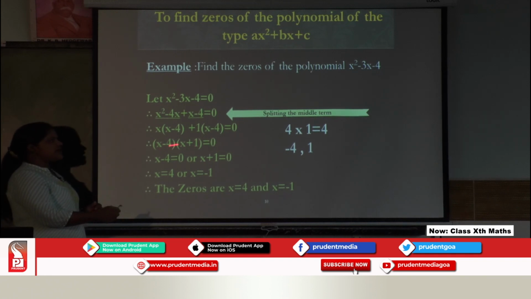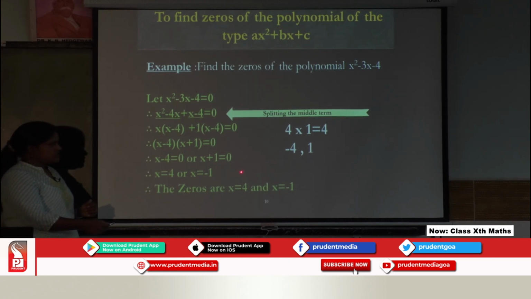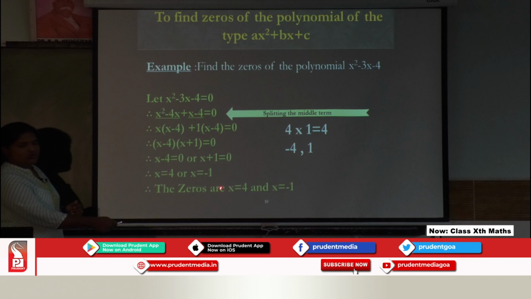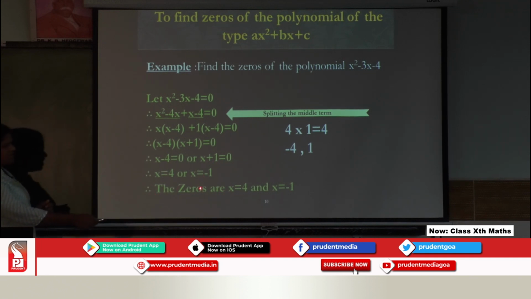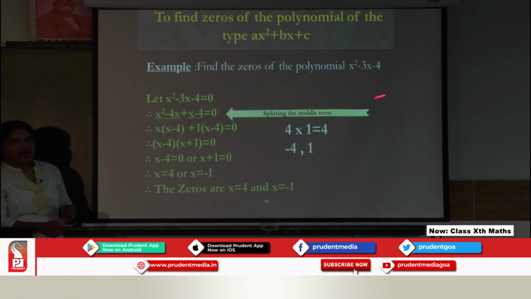So when we have a product equal to 0, we can either say the first bracket is equal to 0 or the second bracket is equal to 0. So I have here x is equal to 4, that is negative 4 will become positive, and x plus 1 is equal to 0. So x will become negative 1, so that is positive 1 will become negative 1. Therefore the zeros are x is equal to 4 and x is equal to negative 1. So this is one kind of problem where b and c are negative.